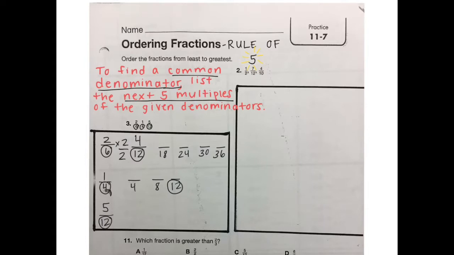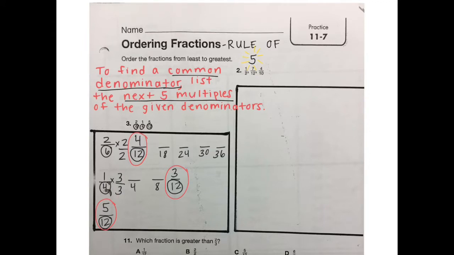Now I'm going to do it with 1/4. 4 times what gets me to 12? 4 times 3 gets me to 12, so I'm going to multiply by 3 over 3. 1 times 3 is 3, 4 times 3 is, of course, 12, so now I have 3/12. Now if I look at my fractions, they all have a denominator of 12 now. I have 4/12, I have 3/12, and I have 5/12.